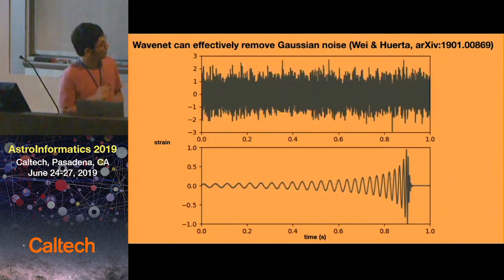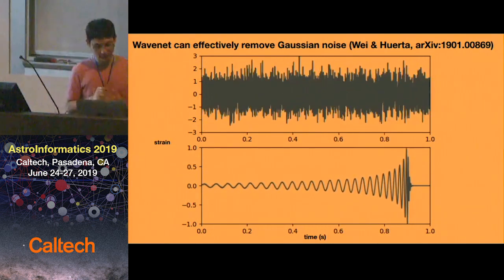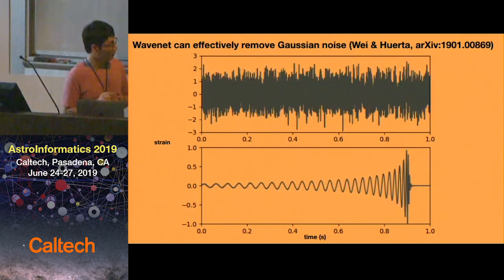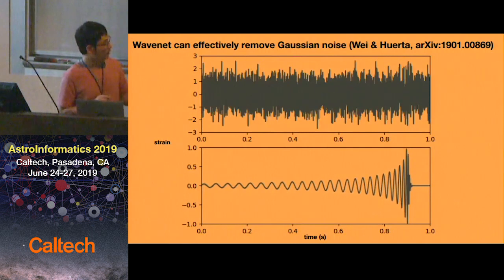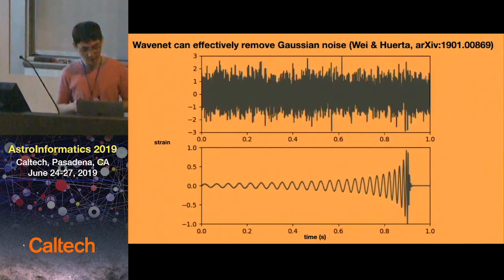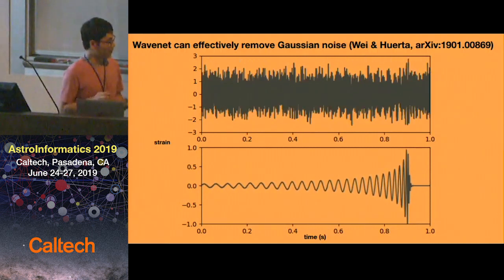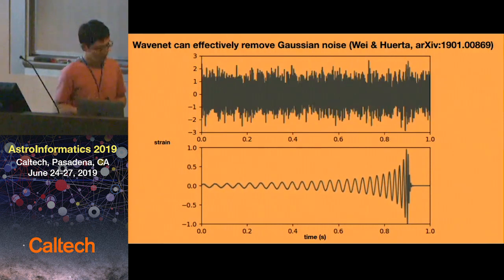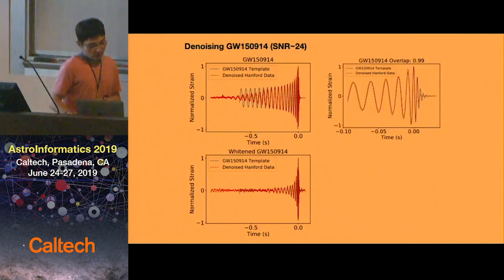To test the robustness of our model, we actually contaminated the same signal with different kinds of Gaussian noise. And the upper panel is the contaminated signal, and the lower panel is the reconstruction of our algorithm. As you can see, our algorithm is quite robust against the variation in the Gaussian noise. And after this, we also test our neural network on real LIGO detection. And this is an example for the denoising of GW150914.